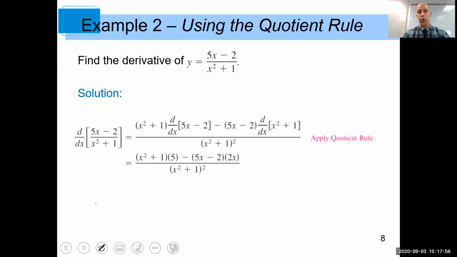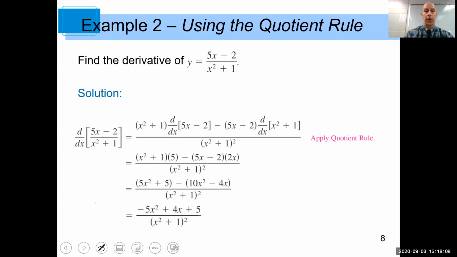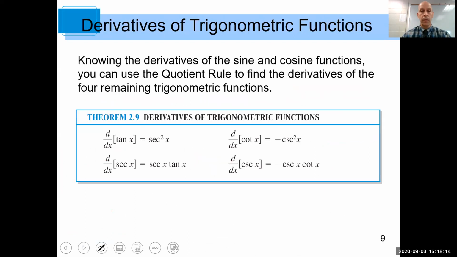We're obviously going to do the derivative of 5x minus 2, that's 5. Do the derivative of x squared plus 1, that's 2x. The bottom's just squared. Clean it up a little bit, clean it up some more, and that's your answer. So this would be y prime. This is an example using the quotient rule.